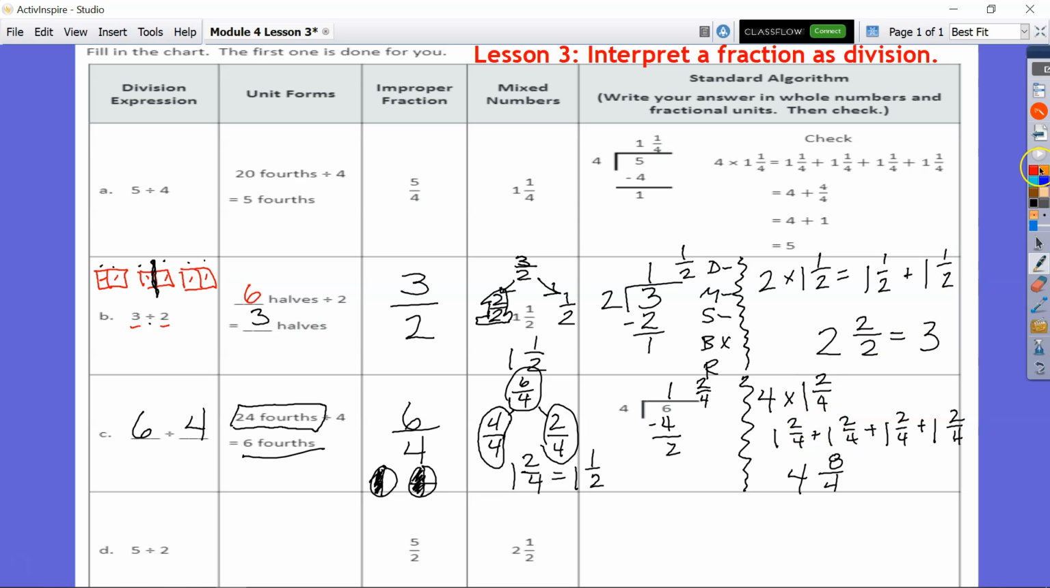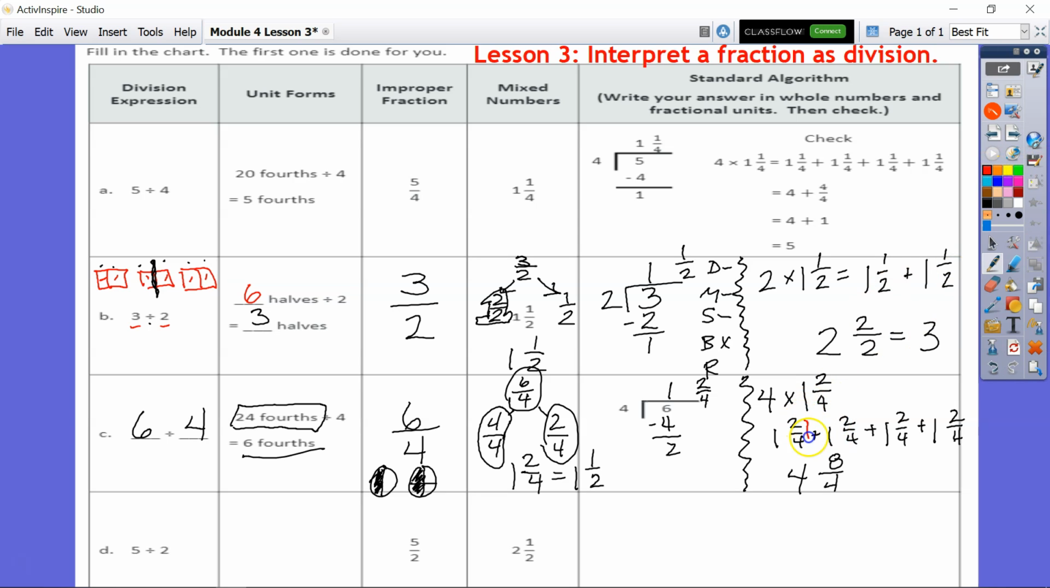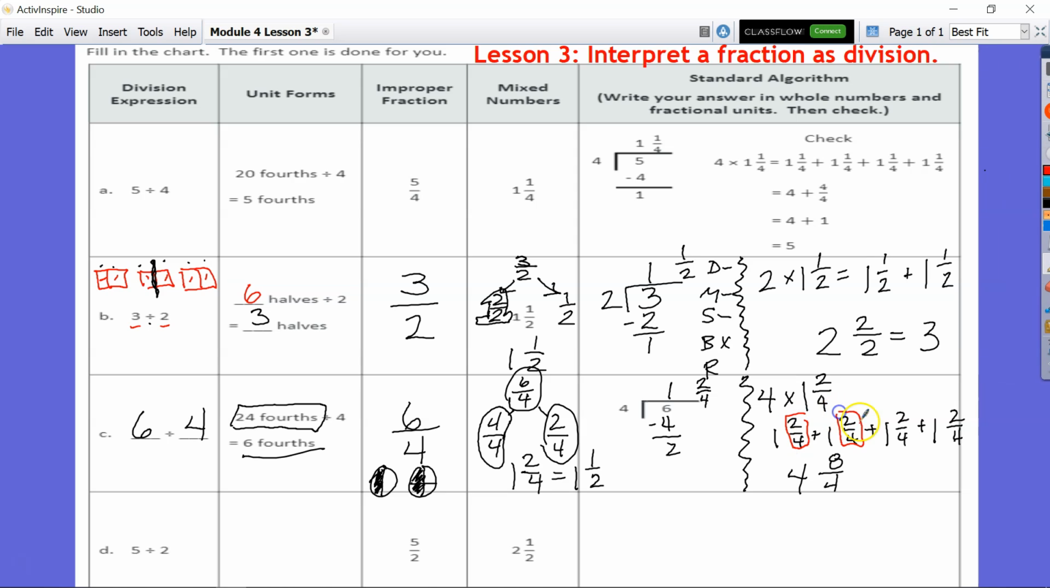So this, let me change the color here. If this and this equals 1 whole, and this equals another whole, that's 1, 2 more wholes. So I could say that this is equal to 4 plus 2, which is equal to 6. And I got my 6 right there to tell me that my answer is correct. All right? Which goes back to after I took my quotient and multiplied it by my divisor, I got my dividend.